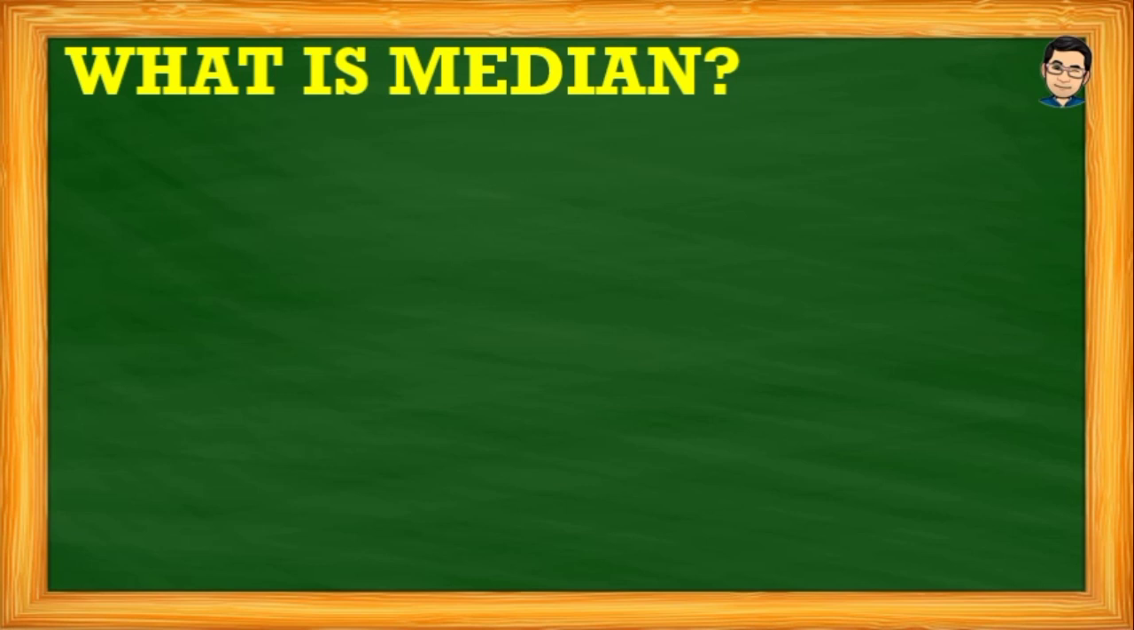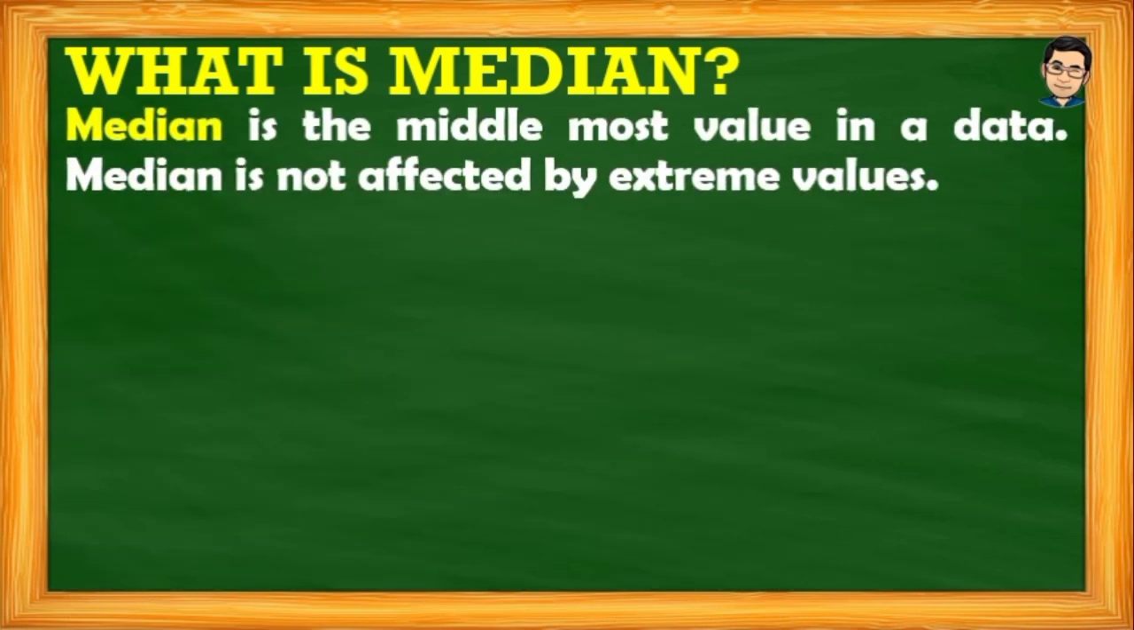So punta naman tayo sa median. What is median? Median is the middlemost value in a data. So yung pinakagitna na value dito. And then median is not affected by extreme values. Hindi kagaya ng mean. Habang dinadagdagan natin o kaya binabawasan natin yung mga data, naapektuhan yung value ng mean. Dito naman yung ating median, hindi siya masyadong naapektuhan kasi nga kinukuha lang natin dito yung middlemost value.